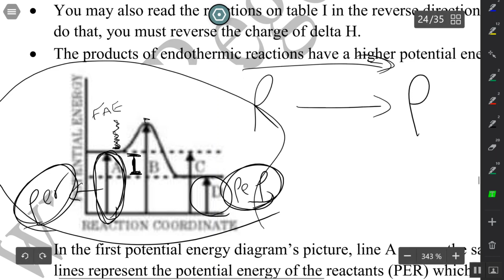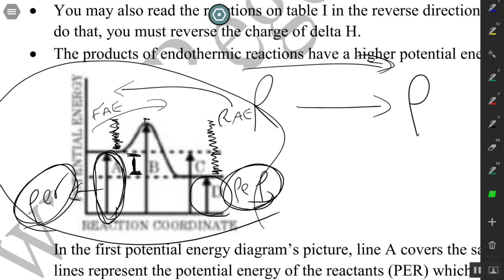So if this is the forward activation energy, or the energy needed to drive the reaction in the forward direction, this here from this horizontal line all the way up to the peak would represent the reverse activation energy. I like to refer to it as Rho. So that's your Phi Rho. And the reverse activation energy is the energy needed to drive the reaction in the reverse direction.